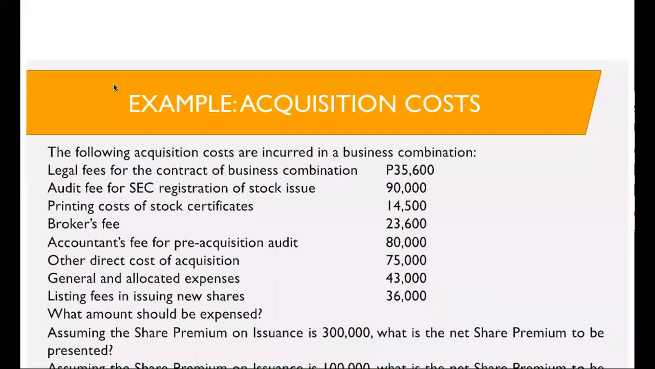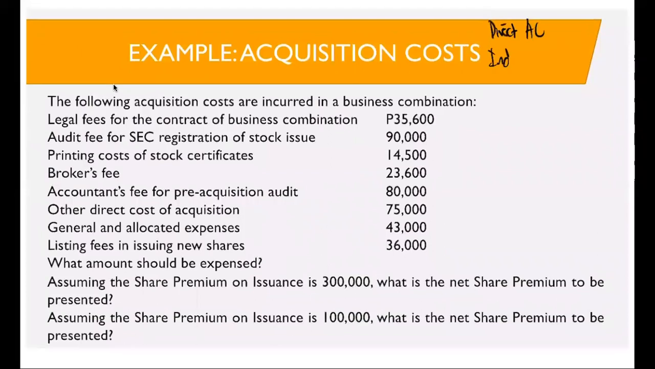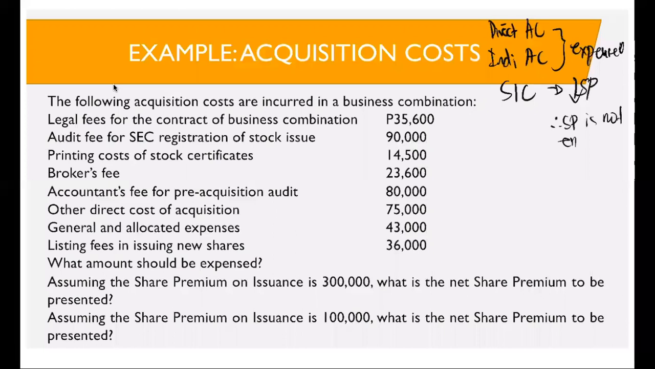Next, we talk about your acquisition cost. Okay. We said that your direct acquisition costs and your indirect acquisition costs are expense. How about your stock issuance cost? Your stock issuance cost will decrease the share premium. But if share premium is not enough, what do we do? We place it as part or reduction of retained earnings. Okay? So if share premium is not enough, it is considered as a reduction to retained earnings.